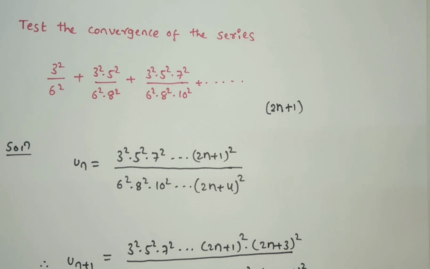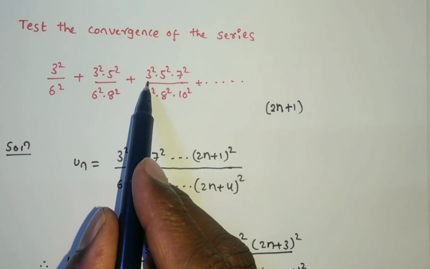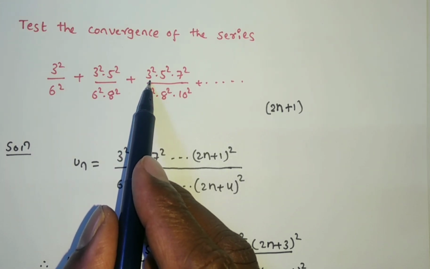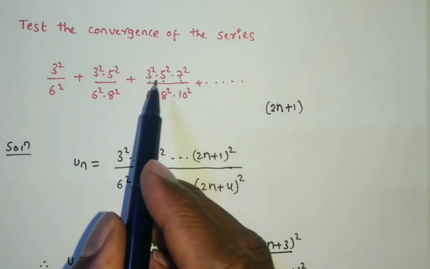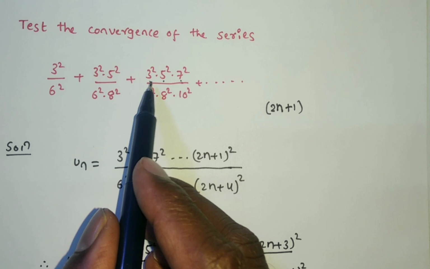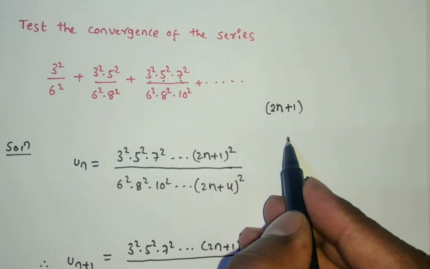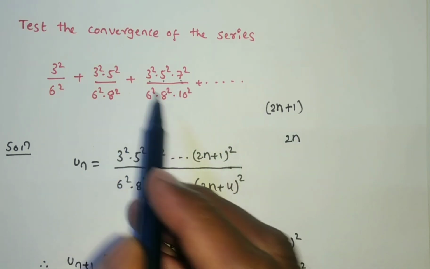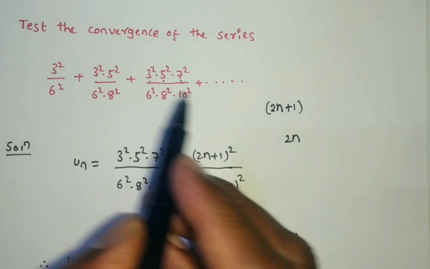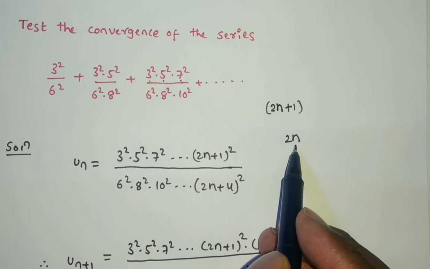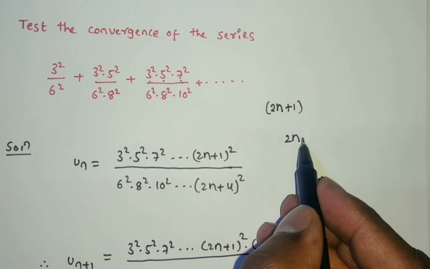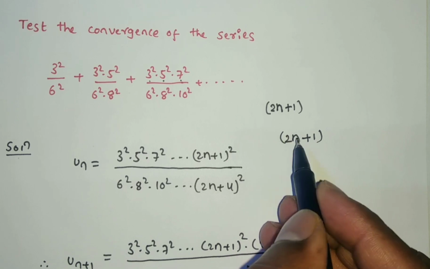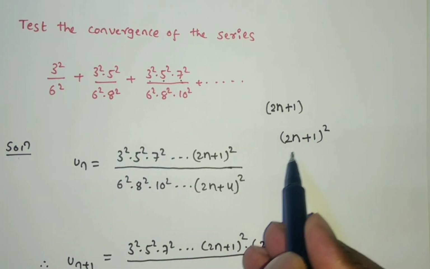We need to find the nth term. How will we find the nth term? In the numerator, what is given? 3 square, 5 square, 7 square. To get the nth term, what is the common difference? 2. So write down 2n, 2 into n. Next, if you put n is equal to 1, we have to get the first term. Here you have 2, but the first term is 3. So write down 2n plus 1. Now square. Put n and check it.